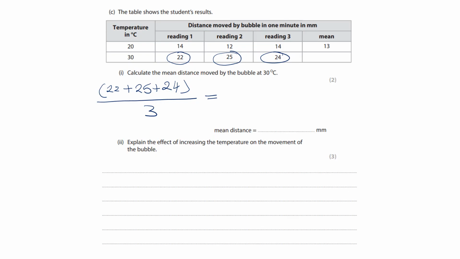So just putting that in my calculator. 22 plus 25 plus 24 over 3. Okay, and that gives us 23.66, which we can round up to 24. Okay. Explain the effect of increasing the temperature on the movement of the bubble.